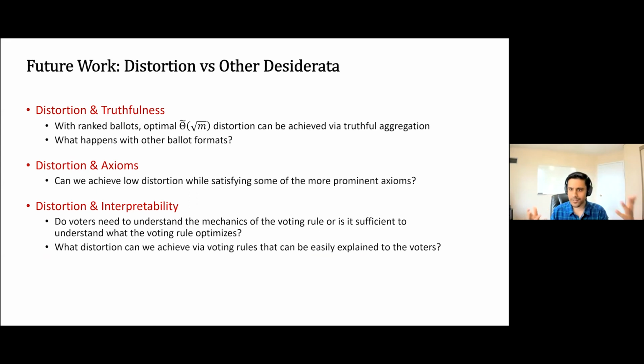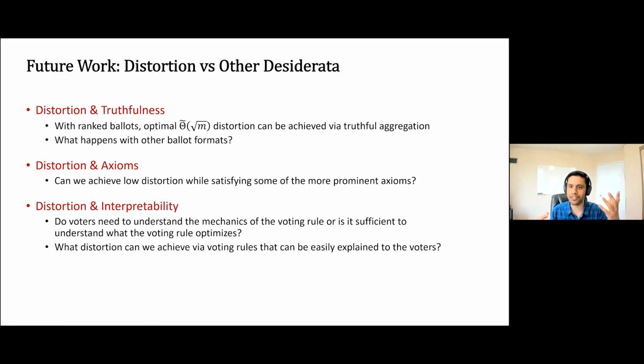There's also this concern against the distortion approach, that the rules that come out of it are not very interpretable, unlike something like Borda count, where the voters exactly understand how the voting rule works. So there's a philosophical question here that can be addressed through some crowdsourcing experiments as well, which is whether the voters really need to understand the mechanics of the voting rule, or whether it's sufficient for the voters to understand in principle what the voting rule is trying to optimize.